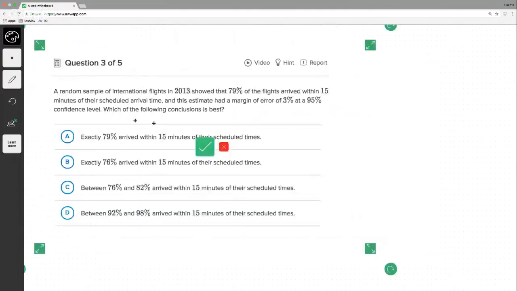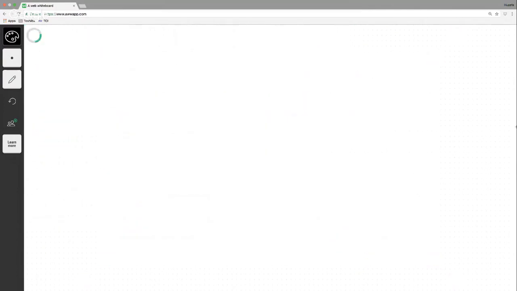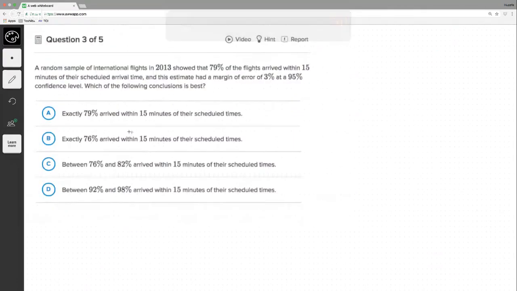Okay, let's go here. Question number 3. A random sample of international flights in 2013 showed that 79% of the flights arrived within 15 minutes of their scheduled arrival time. And this estimate had a margin of error of 3% and a 95% confidence level. Again, I'm not even going to acknowledge the 95%. Which of the following conclusions is best?